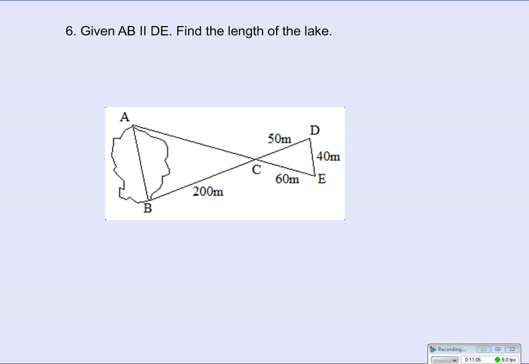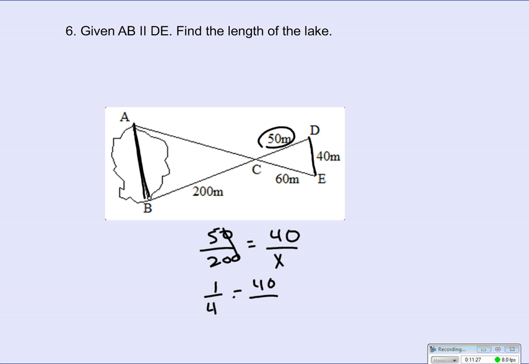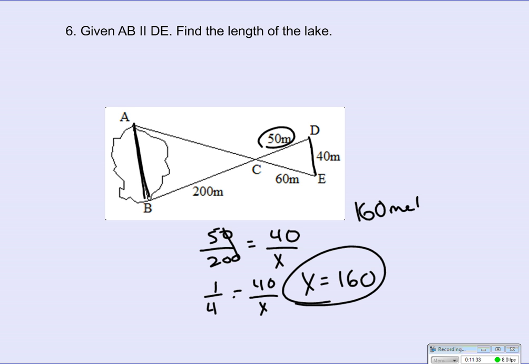Here's another one, probably about the last one. So we've got 250, 60, 40. This is parallel, so we know that they're similar. Find the length of the lake. Well, here's kind of how it works. 50 over 200 is going to be equal to 40 over the length of the lake. So this simplifies to nothing more than 1/4. So the lake is going to be nothing more than 160 meters.